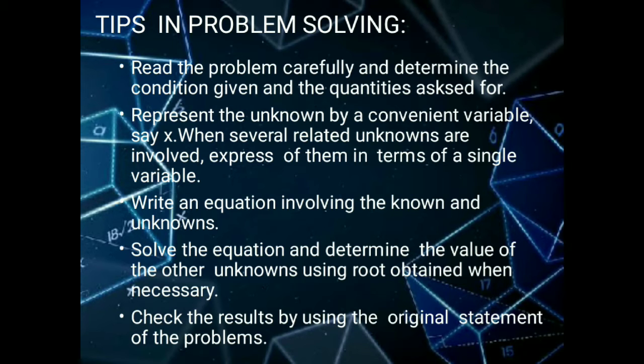First, read the problem carefully and determine the conditions given and the quantities asked for. Second, represent the unknown by a convenient variable, say x. When several related unknowns are involved, express all of them in terms of a single variable. Third, write an equation involving the knowns and unknowns. Fourth, solve the equation and determine the values of the other unknowns using the root obtained when necessary. And lastly, check the results by using the original statement of the problem.